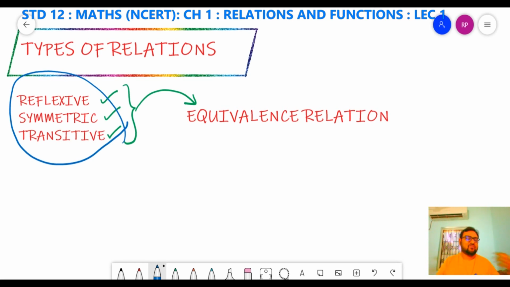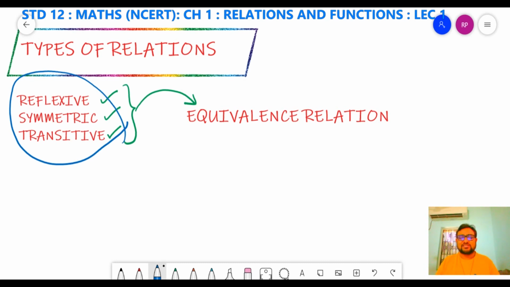When will you say it as reflexive? When will you say it as symmetric? When will you say it as transitive? And when will you say a relation as an equivalence relation? Clear? So now let's take some examples.